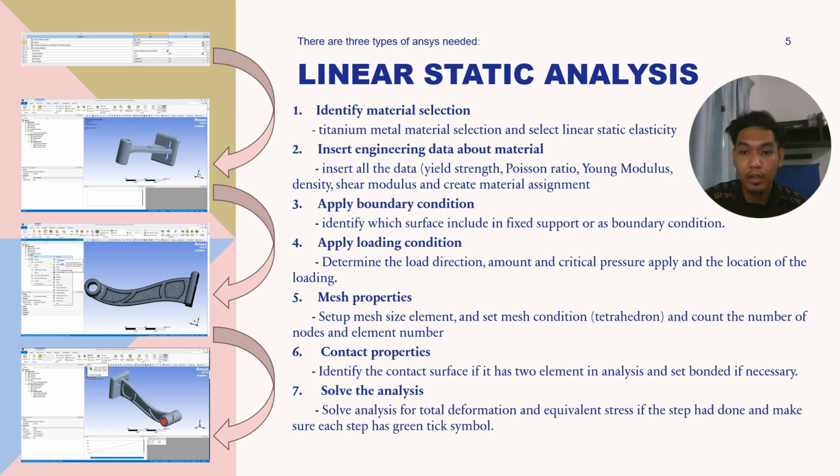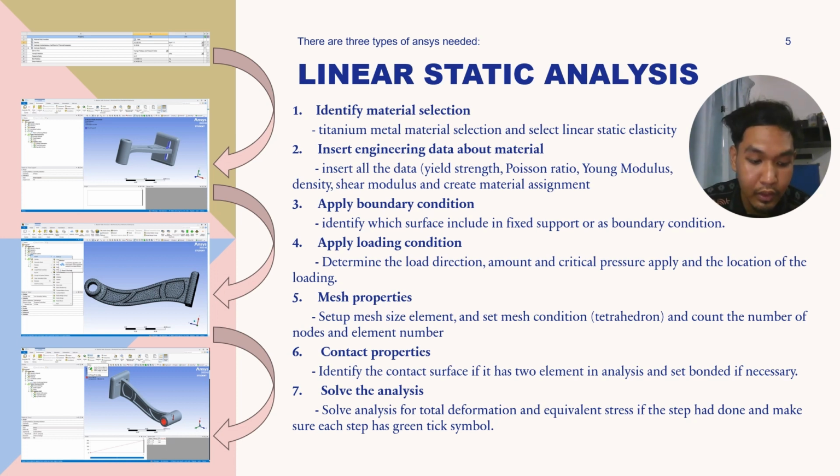For the second step, we need to insert all the engineering data about the material. Insert all the data, including its strength, Poisson ratio, Young modulus, ACT, shear modulus, and create the material assignment for titanium alloy. For information, titanium is a lightweight metal and has high strength and durability properties. So this is why we choose titanium alloy as our material selection for our design. In the table above, Young modulus for titanium is 119 GPa and the Poisson ratio is set at 0.37, following the mechanical and physical properties of titanium alloy.